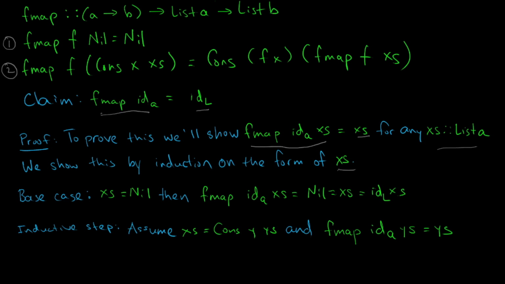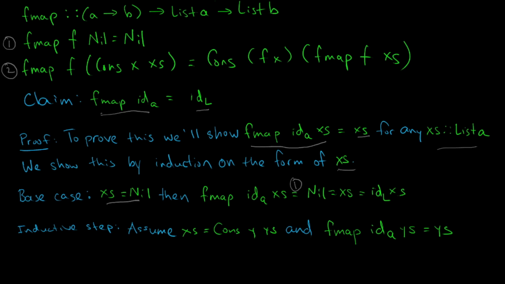In the base case, we'll just assume that xs is nil. Now this case is pretty obvious. fmap id_a of xs, well, it's nil by the first line of the definition of fmap. And we just continue this string of equalities. Well, xs is nil, and that's the same thing that the identity on list would produce for xs. So the base case is done.